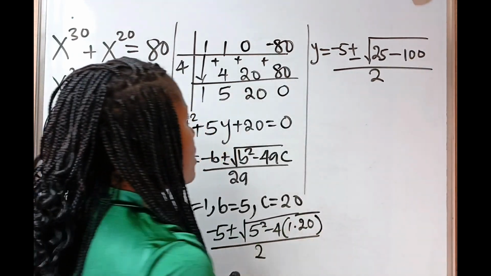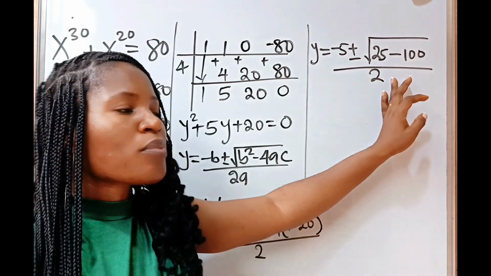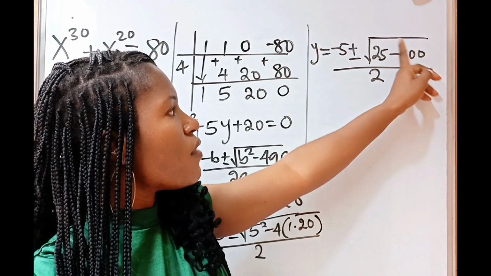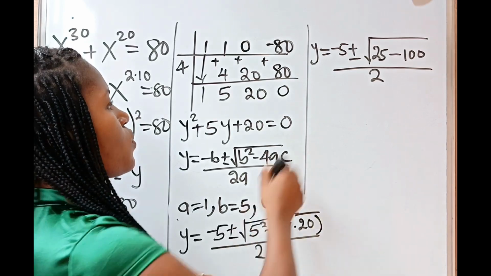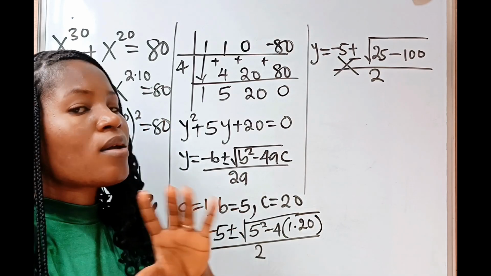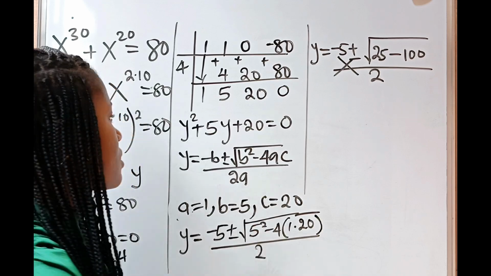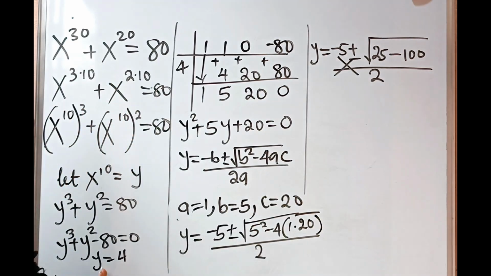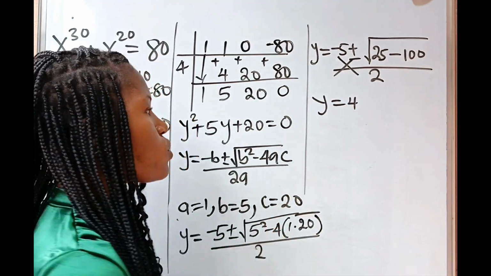Now if you look at this, you notice that we are going to have an imaginary value here, because we are going to have a negative number as our determinant. Therefore, this will be rejected. Now, recall we are not looking for y, we are looking for x. So, step by step, let's see how we got our x. The only value of y we have is that y is equal to 4. This is the only real value of y.